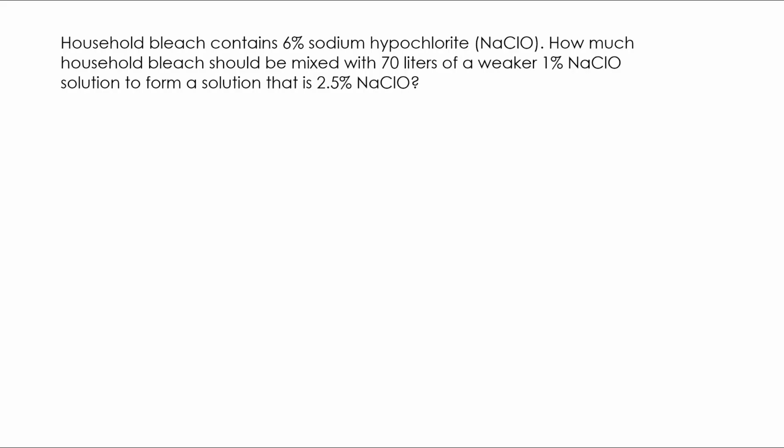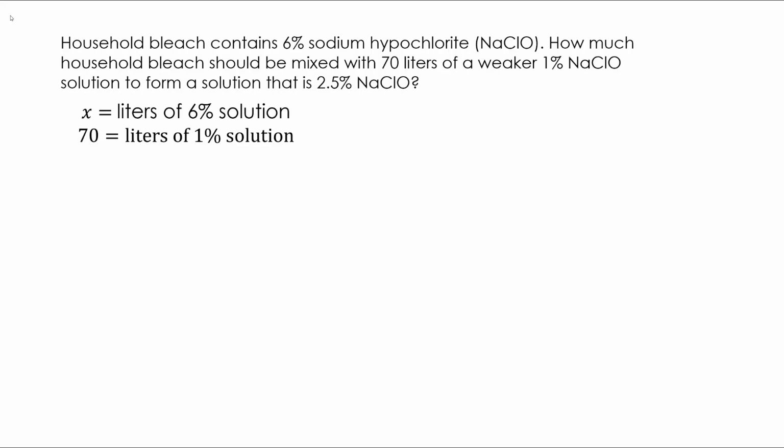Okay, that sounds complicated, but basically what you have here is X liters of this 6% solution. You don't know how much that is, so you're just going to call it X. And then you have 70 liters of this weaker solution, so 70 liters of the 1% solution. And when you pour those two amounts into a bucket, you want to end up with a 2.5% solution.